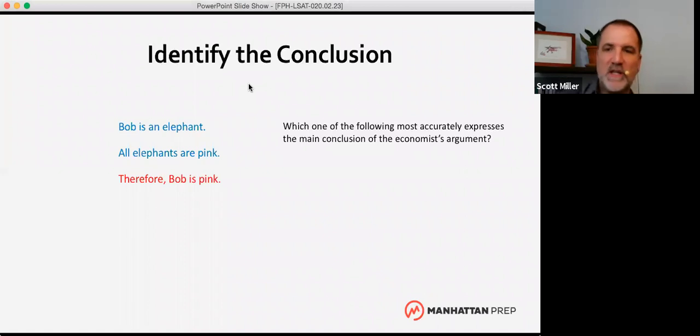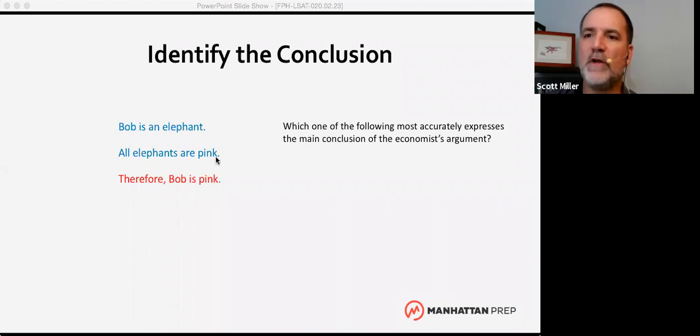And to relate this to certain question types, one of the questions that you're going to see in LSAT logical reasoning is an identify the conclusion question. And so this is what the question stem will say. Which of the following most accurately expresses the main conclusion of the economist's argument? Okay, that's an example of a question stem, right? So there's some economist making an argument. You're going to read the argument, and then you're going to find the conclusion. So in this case, again, this is our conclusion. This last statement, Bob is pink, is the conclusion of our elephant argument.